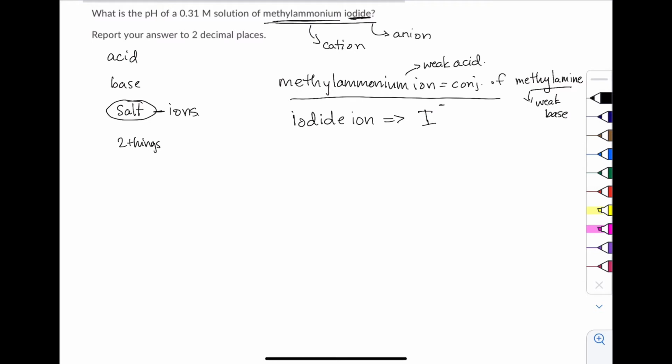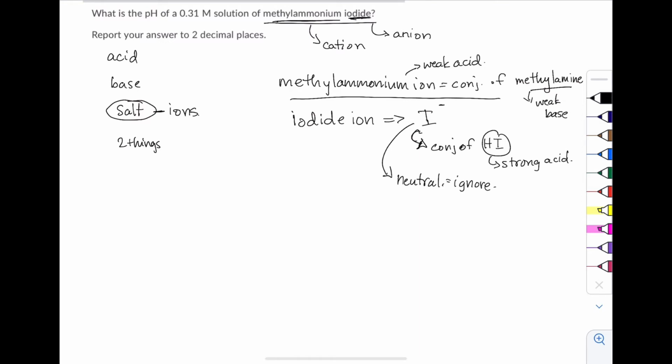It's a weak acid. The iodide ion, again, I hope you're getting familiar with this. This is the conjugate of what? It is the conjugate of HI, hydrogen iodide, or hydroiodic acid. Hydroiodic acid is a strong acid. You must have those memorized or on a list where you can look at them quickly. Since hydroiodic acid is a strong acid, its conjugate is neutral, and we can ignore it. The conjugate of a strong acid or a strong base is neutral, and you can ignore it.